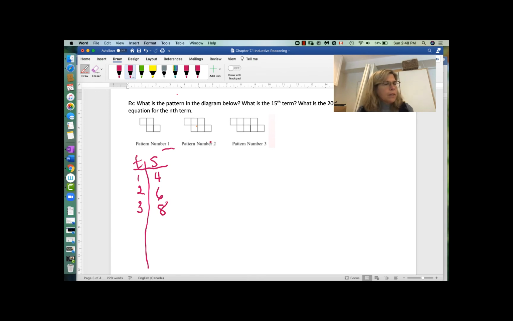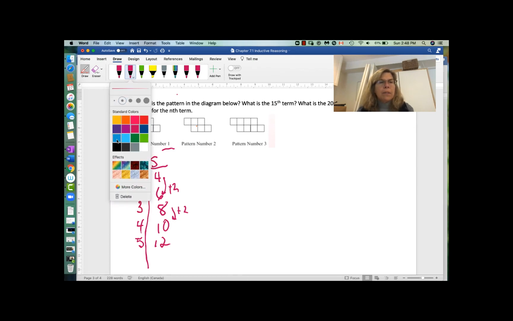All right. So then maybe I'll just do a couple more here. So what would 4 have then? If this is the pattern, looks like you're adding 2 each time. So 4 would have 10 squares, plus 2. And 5 would have, let's just do one more, 12 squares. Okay, so then if we go back to here and come up with like a blue.